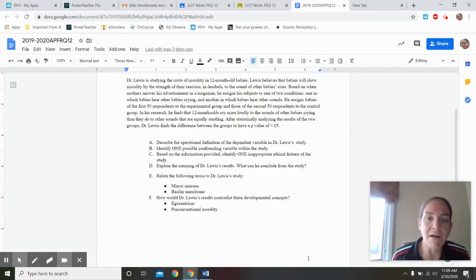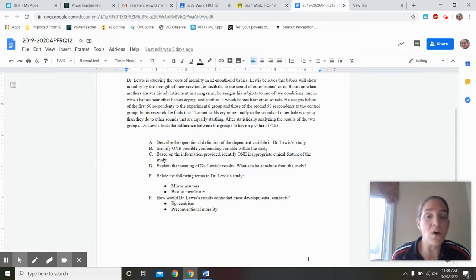Okay, so in that way, Dr. Lewis is manipulating the different sounds that the babies are being exposed to. So that would be the independent variable. And the dependent variable, therefore, would be the strength of the baby's reaction in decibels to the sound of other babies' cries. Okay, so you want to be really specific with an operational definition. So it should be the loudness of the baby's reactions as measured in decibels.